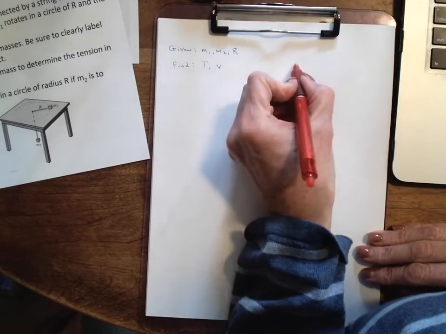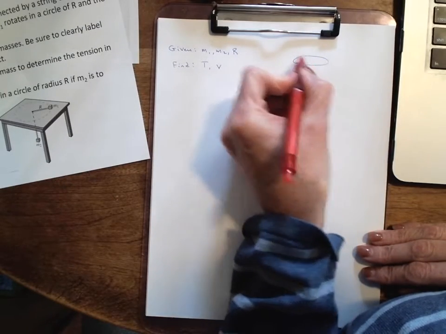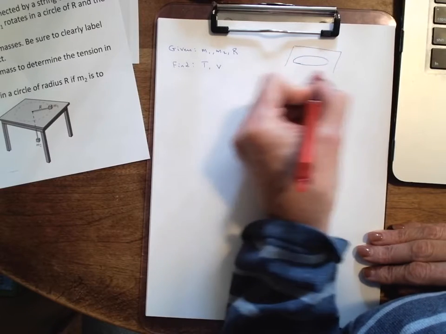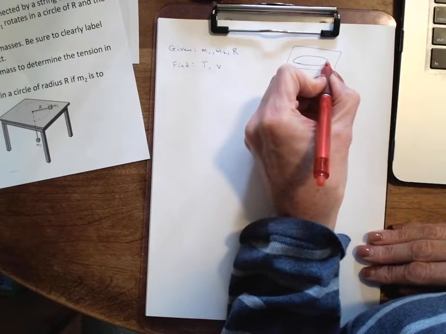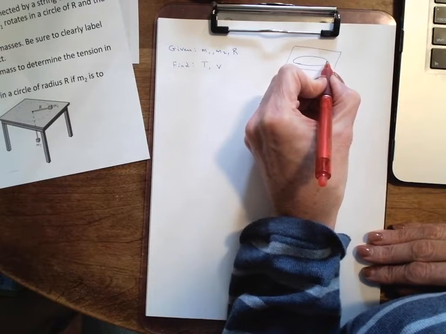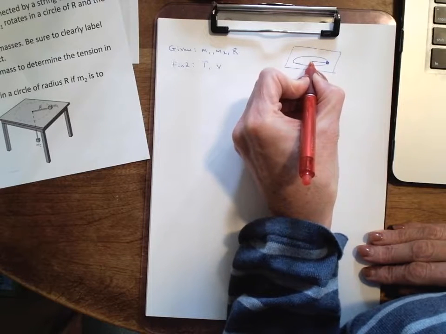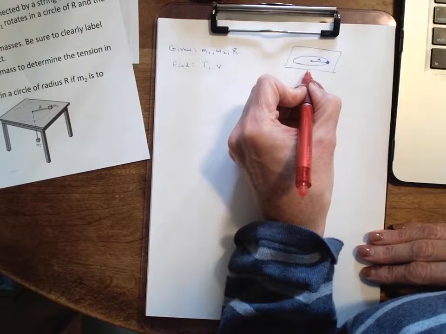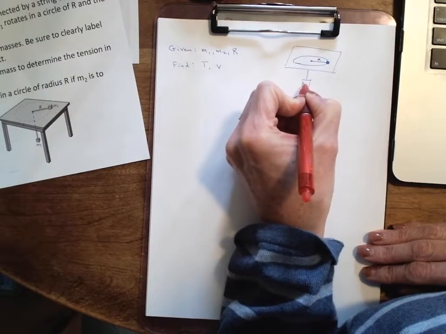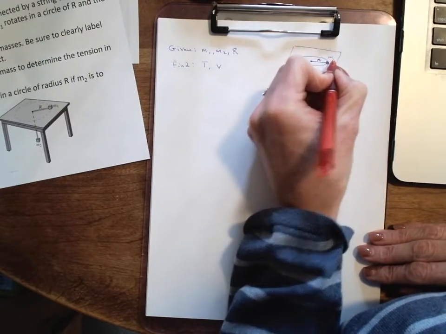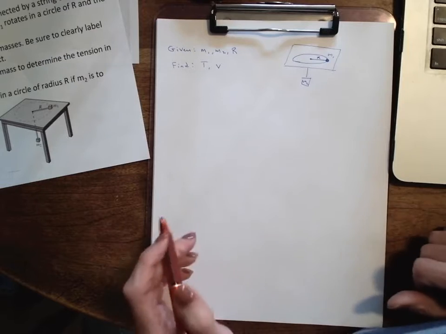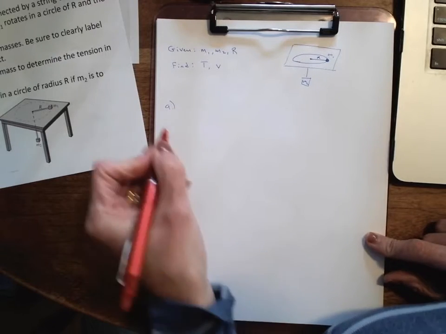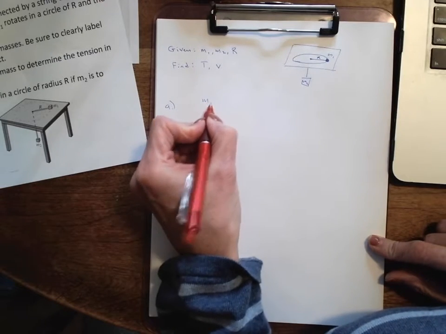We have this picture where we've got our mass 1 right here. This is radius R to the center. And then we have a string with a mass M2 hanging down. The first thing we need to do is draw a free body diagram for each. So we're going to do M1 first.